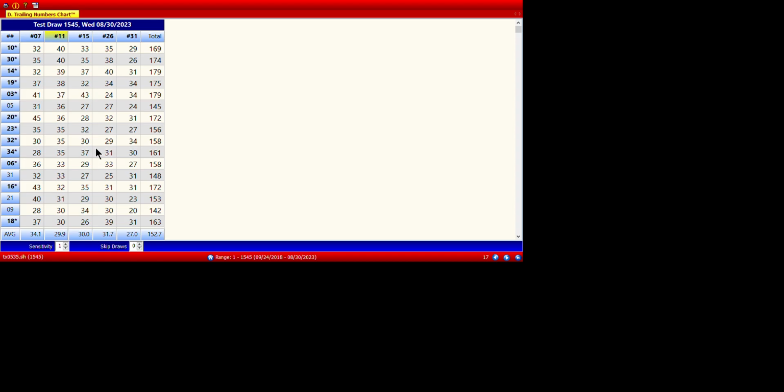So we've already done 3. Let's look at number 10. Does 10 show up anywhere else? No, it's weak. 14. Does 14 show up anywhere else? Yes, it does. It showed up under 11. It showed up under 15. It showed up under 26. It showed up under 31. And it showed up under the total. 1, 2, 3, 4, 5. 5 out of 6. See what I'm saying?